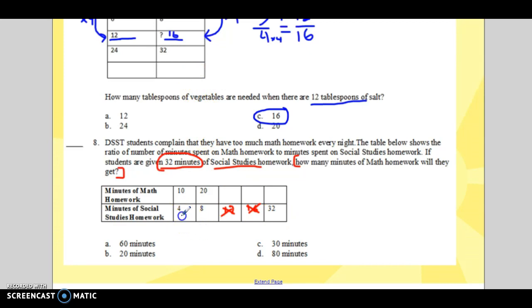So I am going to do this and say, how did I turn this 4 into 32? How did I do that? I did it by multiplying times 8, because 4 times 8 is what is going to get me 32. So I'm going to work that same magic up here and say 10 times 8. And that's going to give me what goes in this box right here. So 10 times 8 actually gives me 80. And that is going to be my answer.